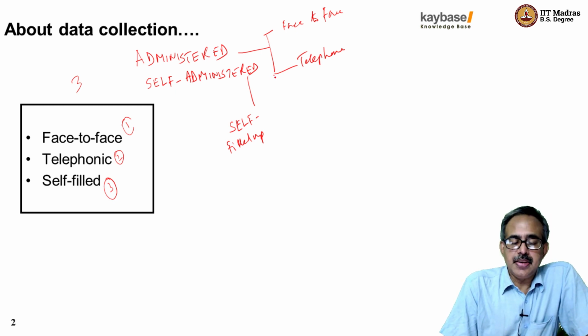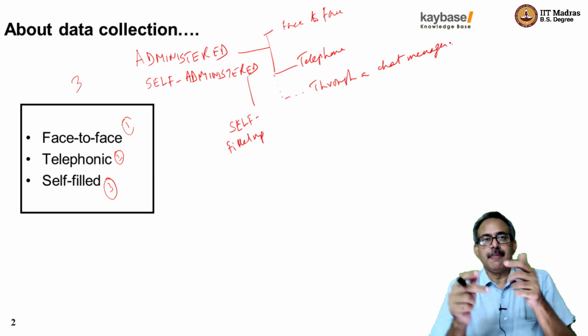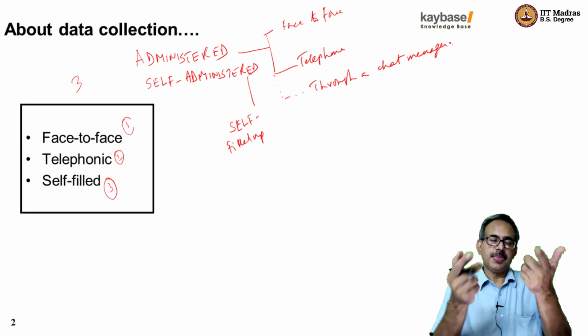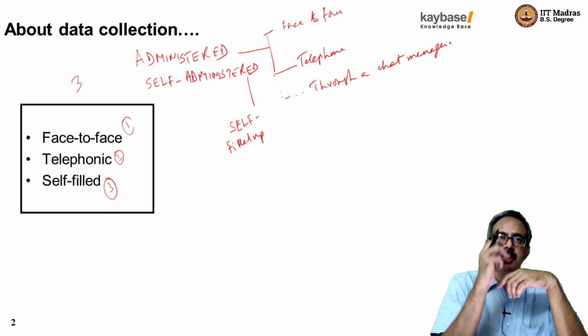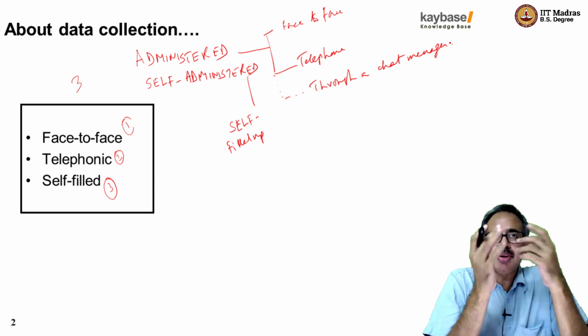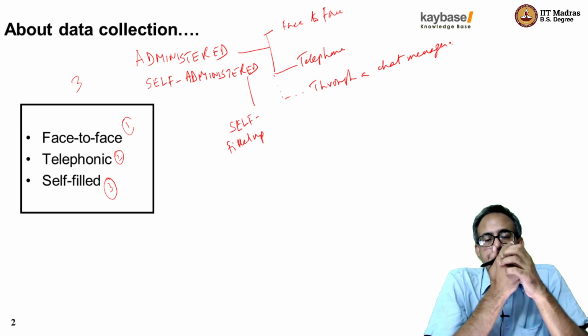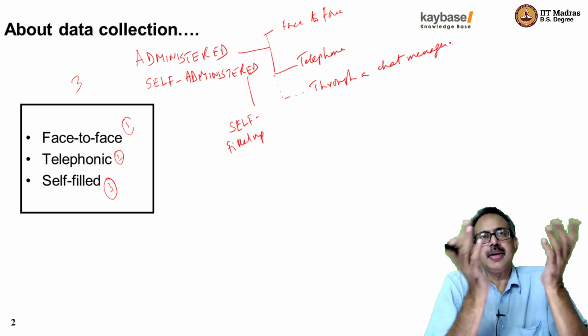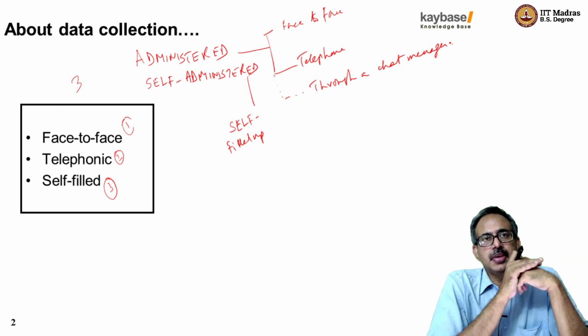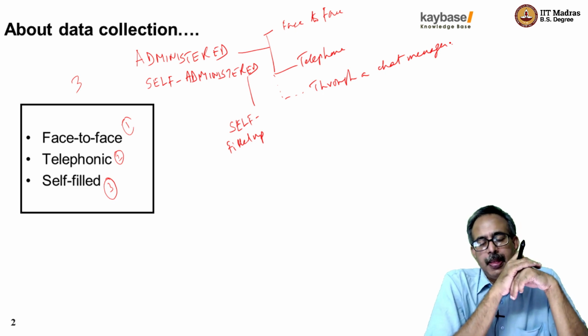Now, I can also talk about through a chat message. It's possible that I send a chat message, the person replies. I send another chat message, the person replies. Right? These kind of methods are not being followed today. There's no real point in it because existing methods of face-to-face and telephone take care of those requirements, and online self-filled up takes care of those requirements.